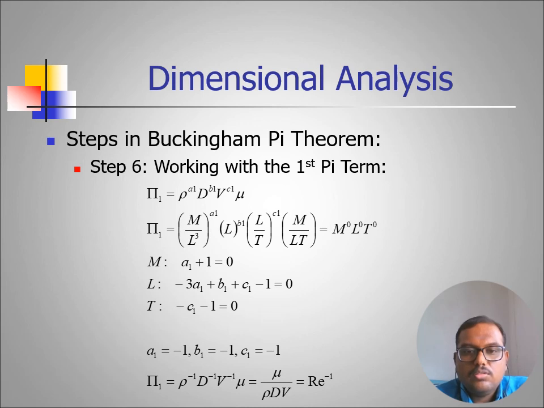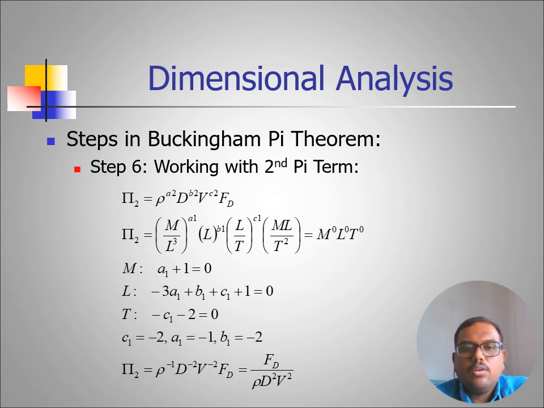So the pi term we have formed is rho to the power minus 1, d to the power minus 1, v to the power minus 1, into mu, which is equal to mu by rho V d. We already know this equation: mu by rho V d is nothing but the Reynolds number.